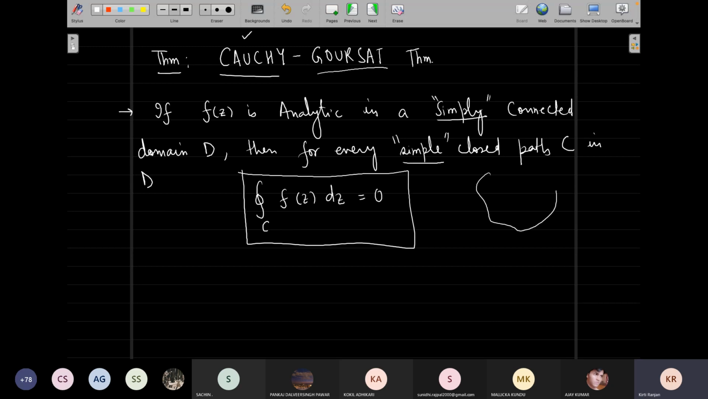So if there is a domain, the entire region, and there is some path lying inside, and the function is analytic in this simply connected domain, then for every simple closed path in this D, the integral over this contour C is taken to be 0.